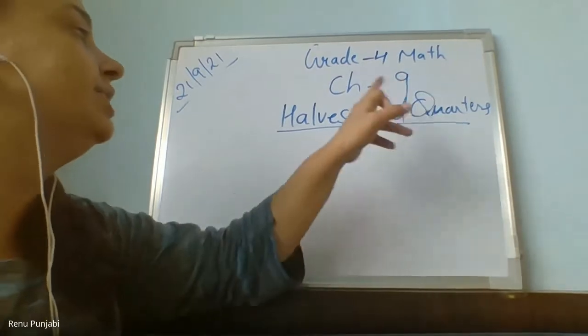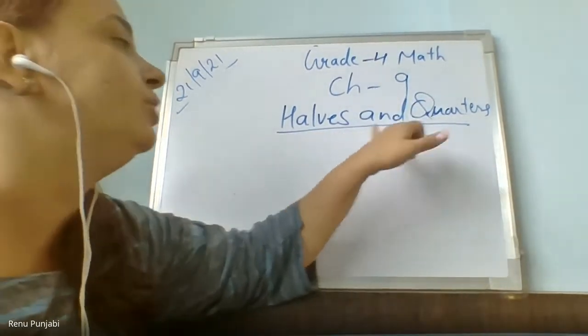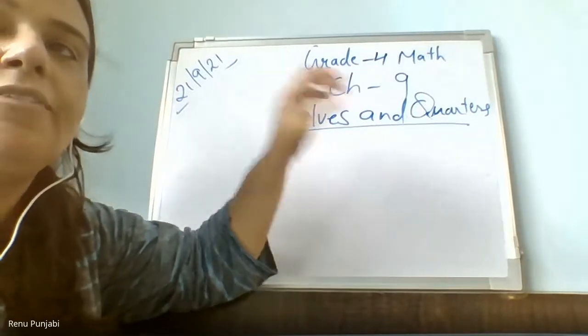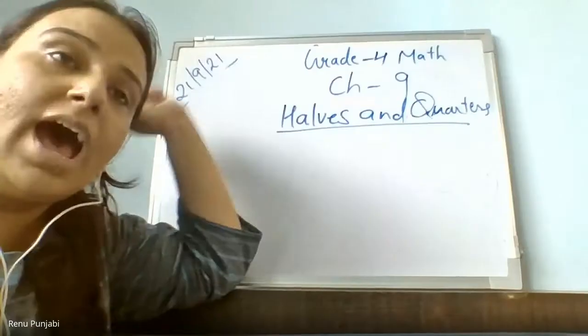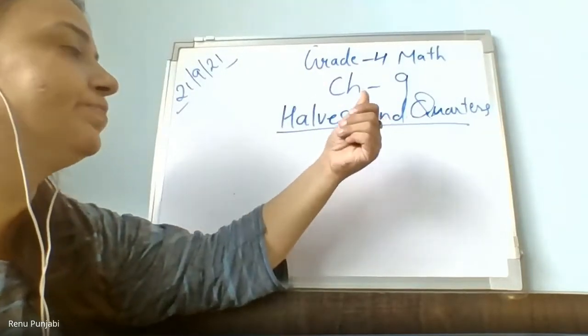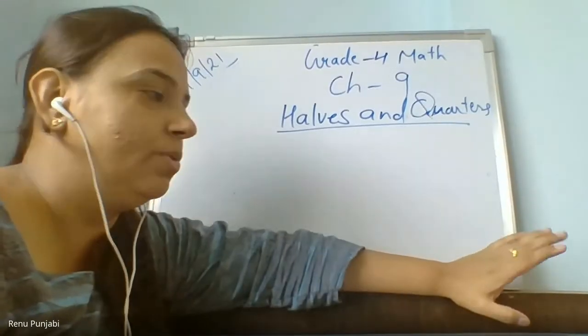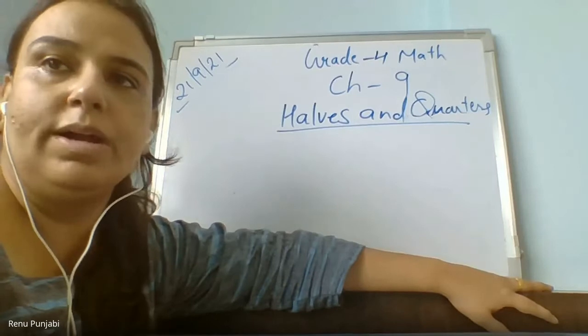So, the chapter number 9, halves and quarters. What do you understand by the word half? Ma'am, fraction. Half means fraction. Ma'am, half means half of full. Yeah, half of anything. Simple meaning, half of anything. Like half of cake. Half of cake. Okay. And quarters of cake is half is quarter. You are right.